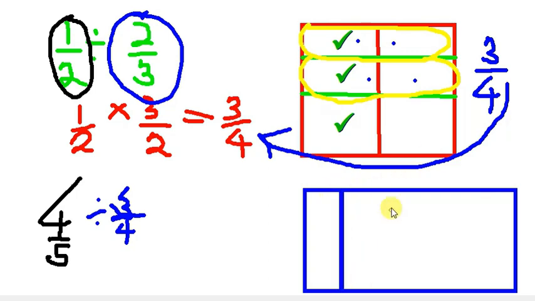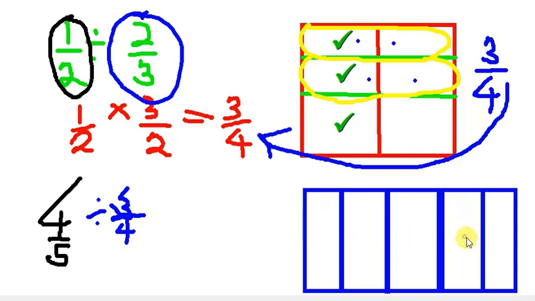So 2, 3, and 4. So we now have 1, 2, 3, 4, 5 divisions. That's okay. So now we have to come to the second fraction. The second fraction, which will be represented horizontally, we need 4 divisions. Good. 4 divisions. So with 3 lines or 3 horizontal lines, we create 4 divisions.